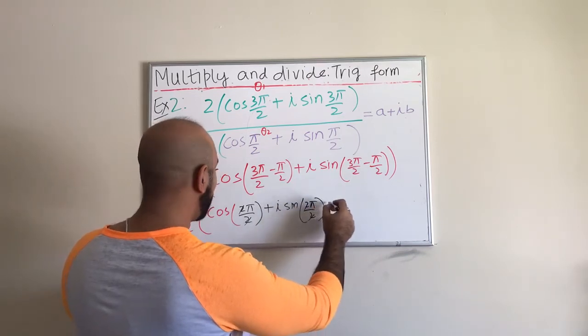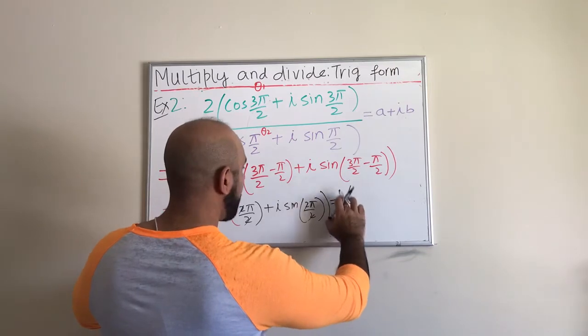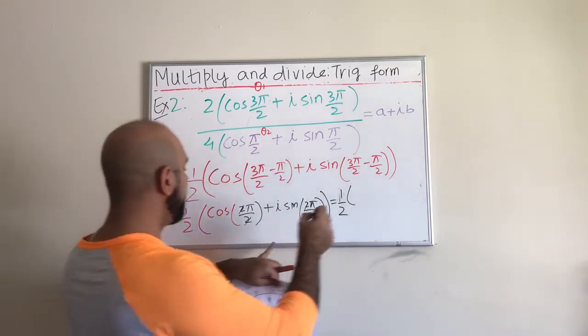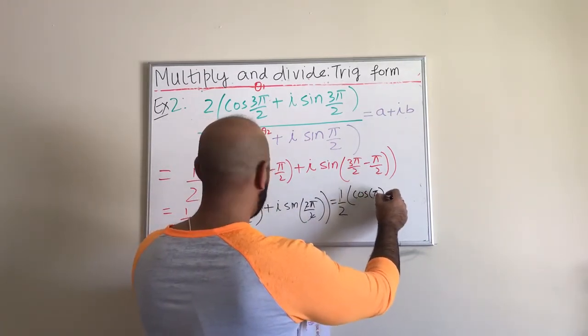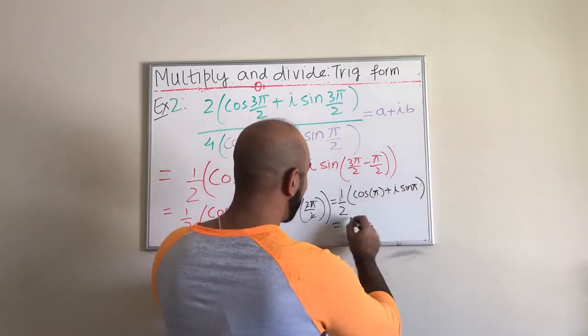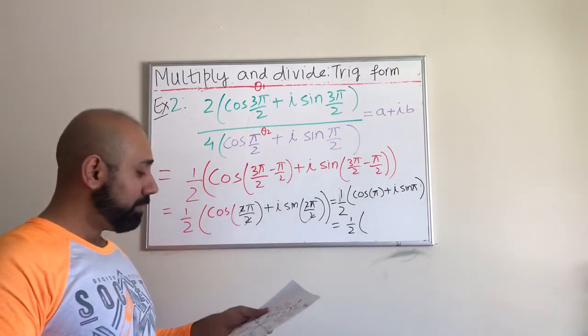2's will cross out, so finally I will have 1/2, because 2 over 4 is 1/2. It is cosine of pi plus i sine of pi. When I simplify this, this is 1/2. And cosine of pi, I can look it up on the unit circle.